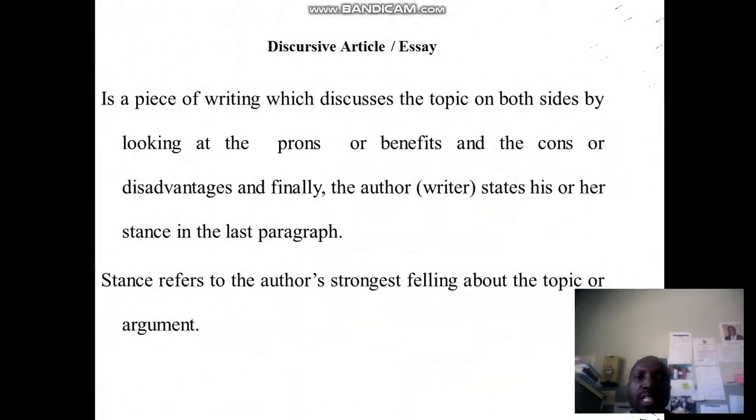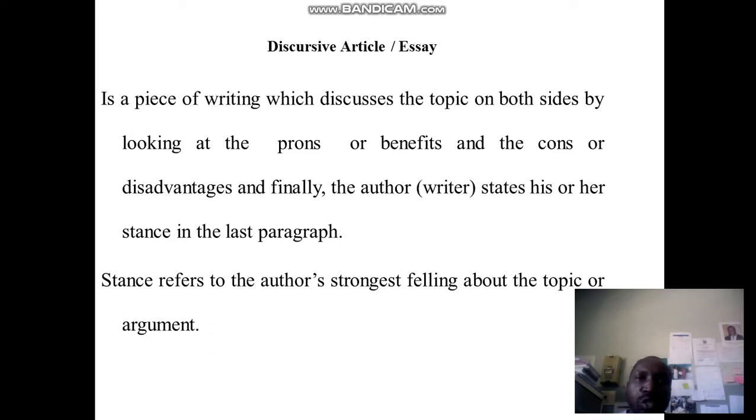A discursive article or essay is a piece of writing which discusses the topic on both sides by looking at the pros or benefits and the cons or disadvantages. And finally, the author or writer states his or her stance in the last paragraph. The stance refers to the author's strongest feeling about the topic or an argument.